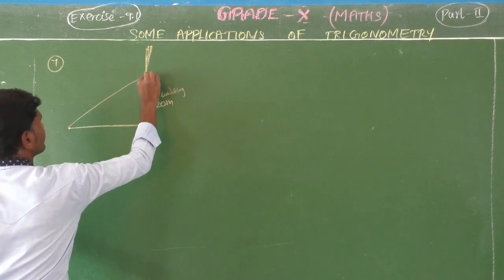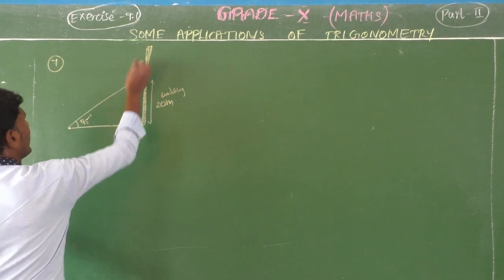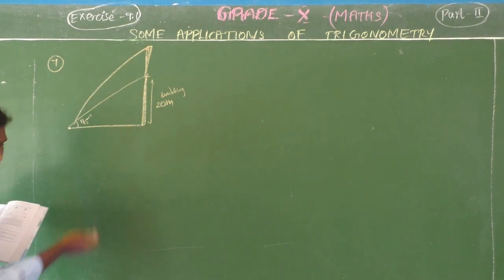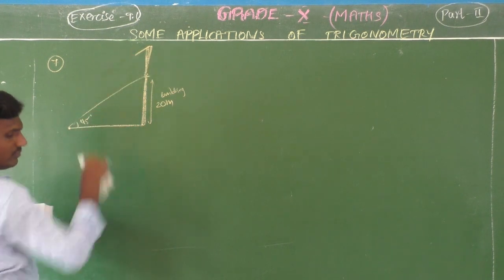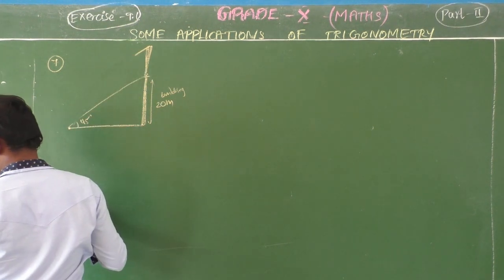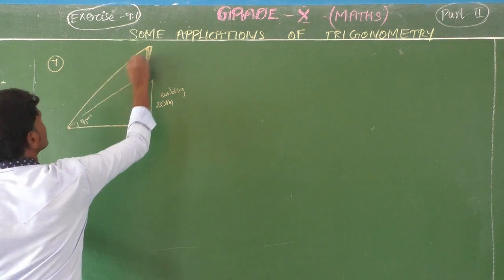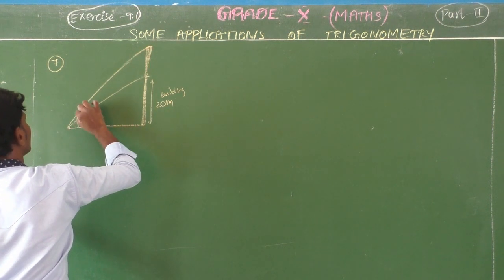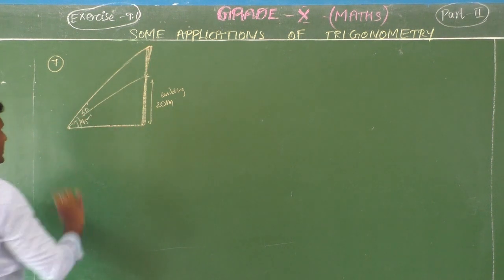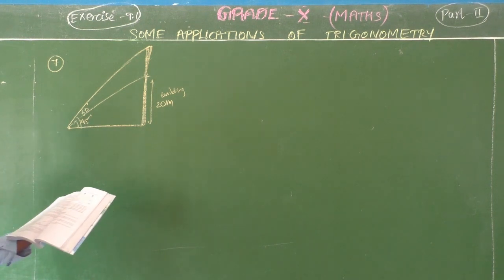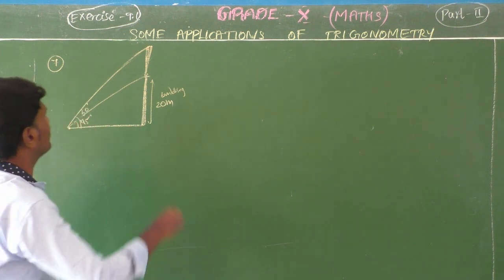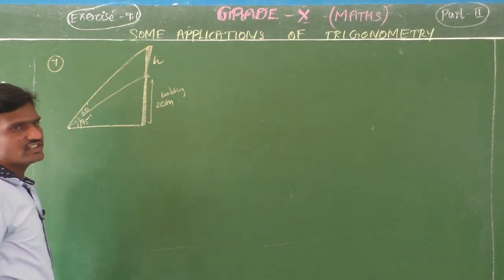So the bottom is 45 degree and the top is what? 60 degree. So the bottom is 45 degree and the top is 60 degree. Here we should find the height of the tower. Height of the tower, this one we are going to mention as H.